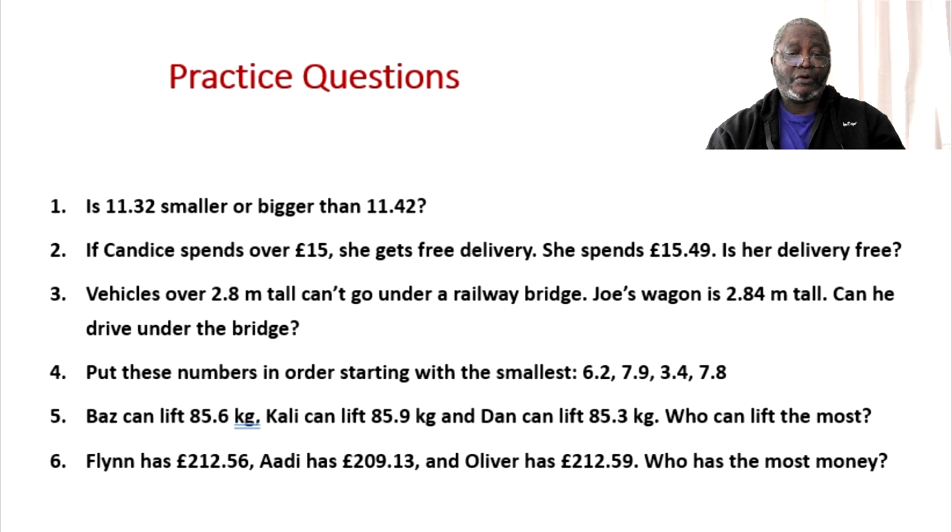Put these numbers in order, starting with the smallest: 6.2, 7.9, 8.4, 7.8. Remember your rules. Deal with whole numbers first. Put the whole numbers in order, whether it's smallest to largest or largest to smallest, depending on the question. And then you deal with the decimals. Round them all into two decimal places. And then we'll get our answer.